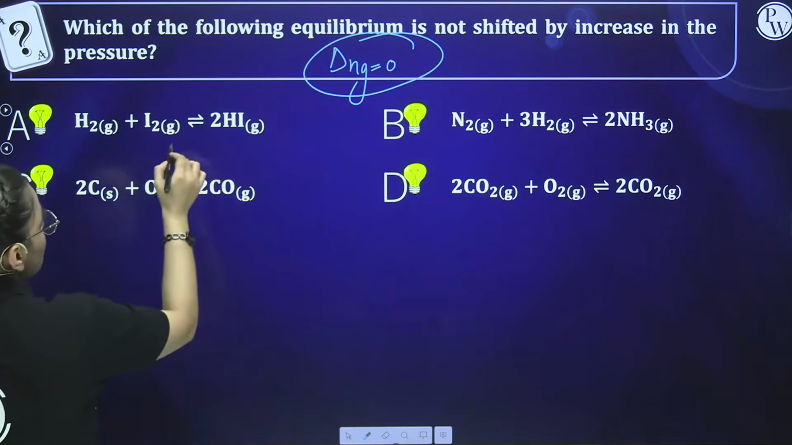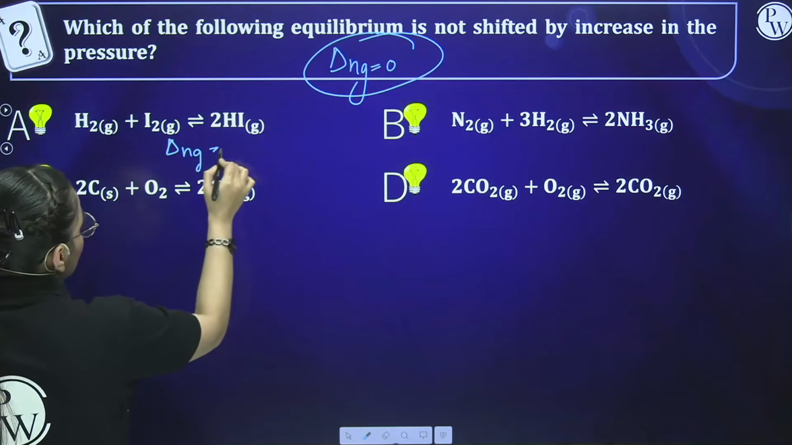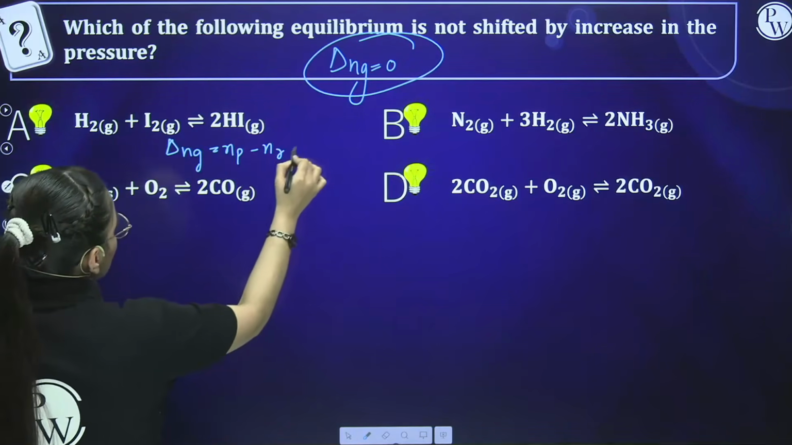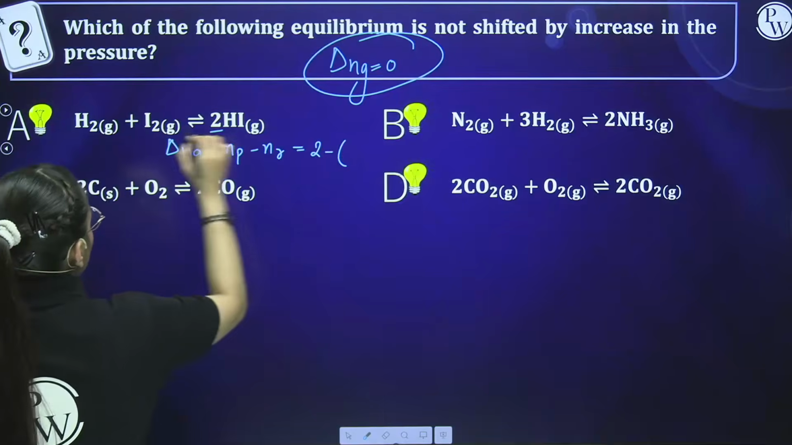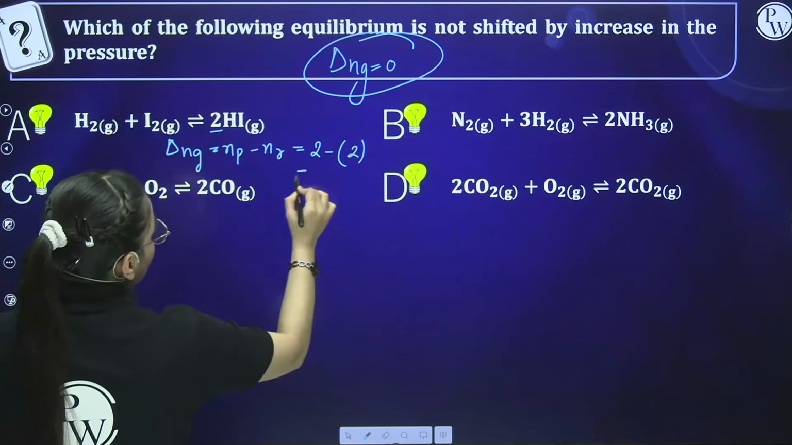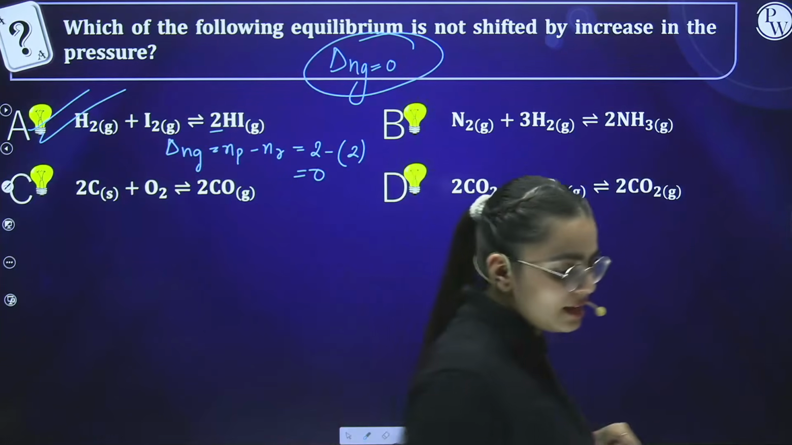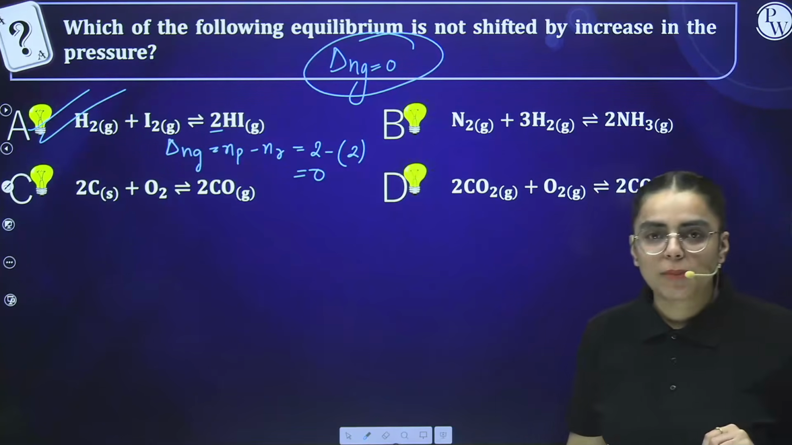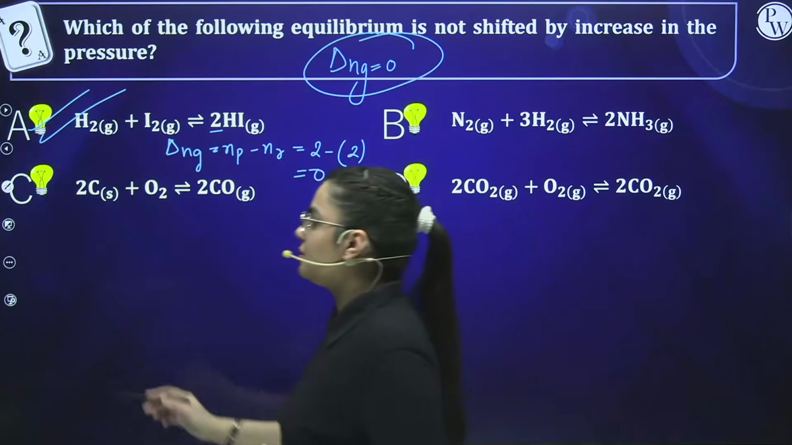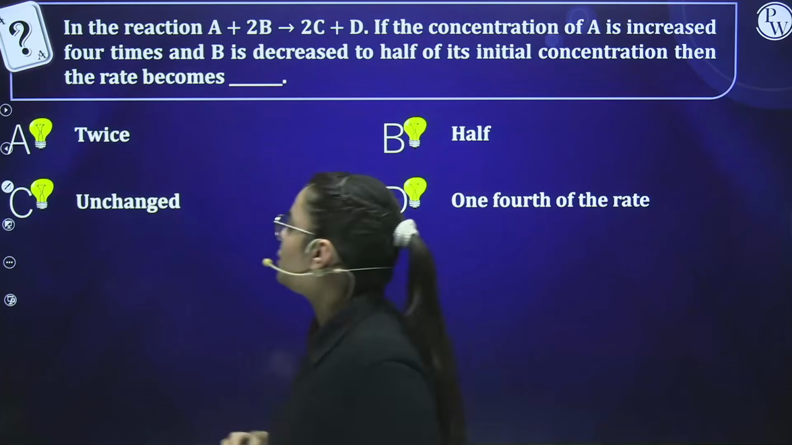For option A, delta Ng is equal to number of moles of product minus reactant. So product here is 2 minus reactant is 1 plus 1, 2. It comes out to be 0. That means here equilibrium is seen. Here it will not shift in backward or forward. Is it clear? Great, students. Now moving to the next question.